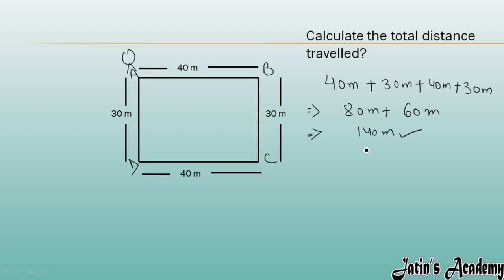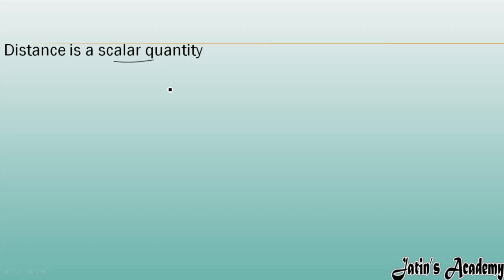Okay. So next we are having, distance is a scalar quantity. Now we will see that what is the difference between scalar and vector quantity. Firstly, I want to tell you what is the difference between scalar and vector quantity. So what is scalar quantity? Scalar quantity is that quantity which is having only magnitude.